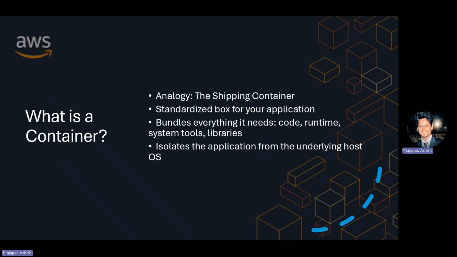The best way to understand what a container is, is to think about a real-world shipping container. Before these were invented, shipping was a logistical nightmare. Every item was a different size and shape. But once the standardized shipping container was introduced, the entire global logistics industry was revolutionized. A software container does the exact same thing. It's a standardized sealed box that contains everything your application needs to run: the code, the runtime, the system tools, and libraries. This standardized box can be shipped and run anywhere on any server, and it works the exact same way every time.